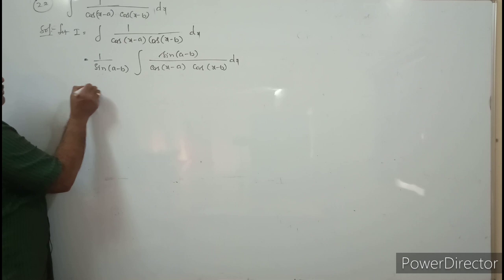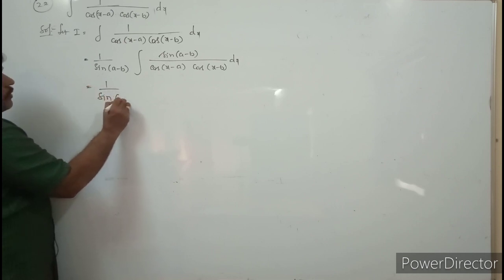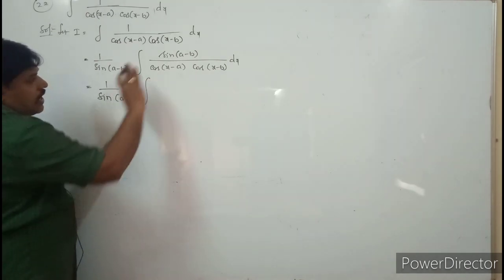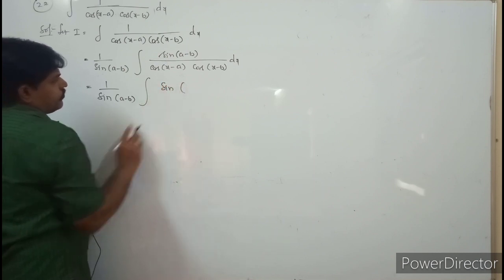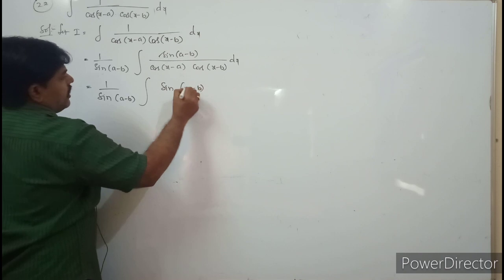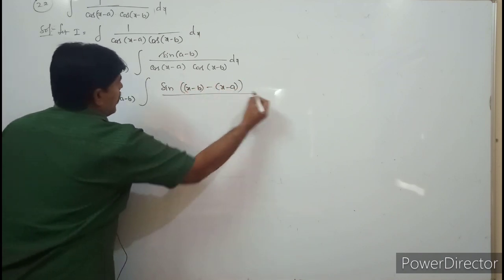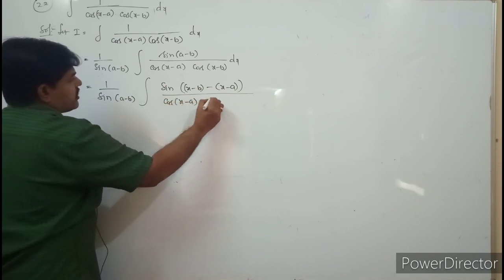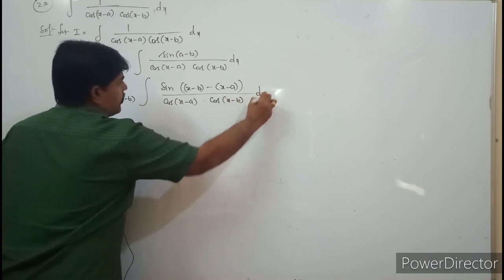So that is equal to 1 by sin of a minus b, integral, where sin of a minus b can be written as sin of x minus b minus x minus a, by cos of x minus a into cos of x minus b, into dx.